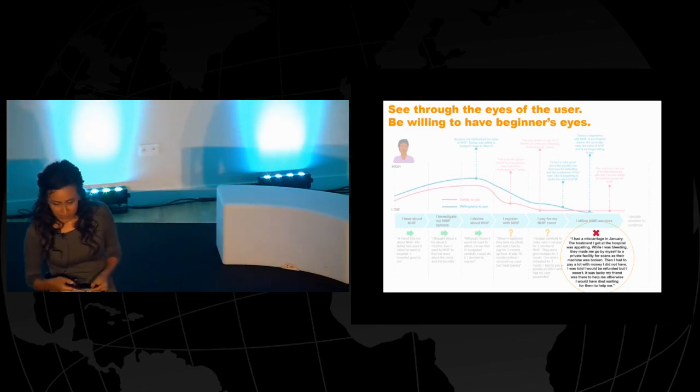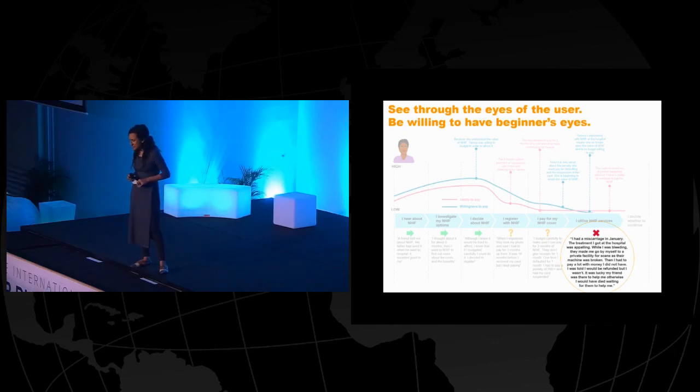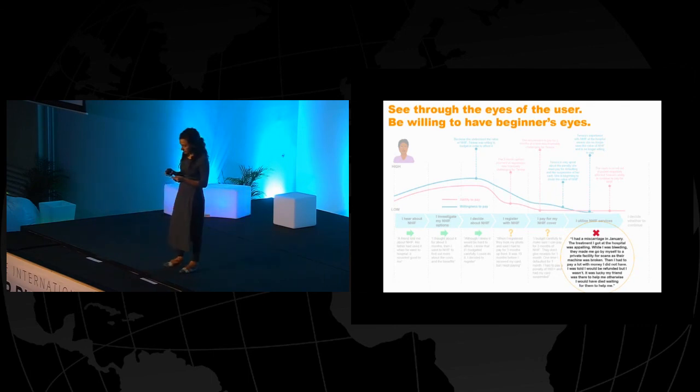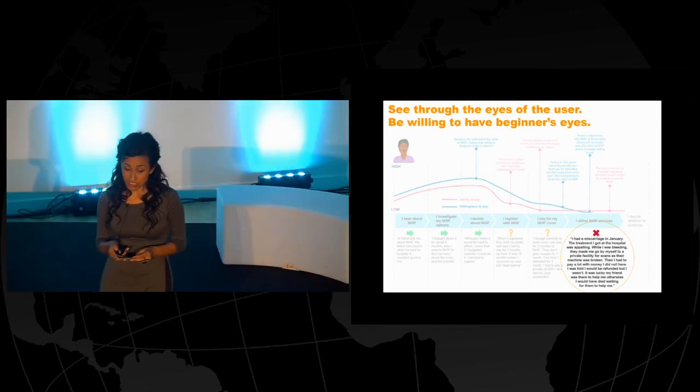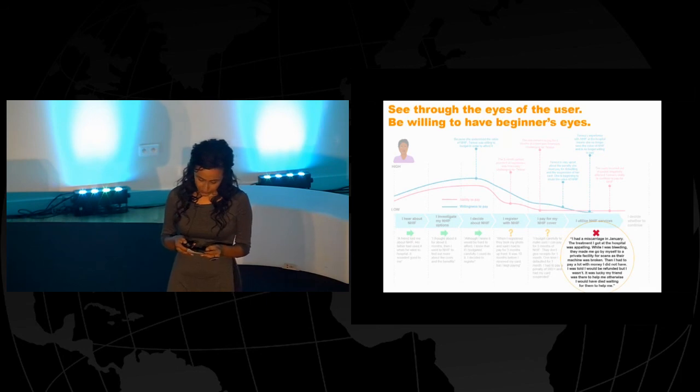But if you read just what's in the circle there, this is Teresa's story. And her barrier was that she had a miscarriage in January. The treatment she got at the hospital was appalling. "While she was bleeding, they made me go back by myself to a private facility for scans as their machine was broken. Then I had to pay a lot with money that I did not have. I was told I would be refunded, but I wasn't. It was lucky that my friend was there to help me, otherwise I would have died waiting for NHIF to help me." And this was huge for the managers to hear and see. These types of stories really helped the managers see through the eyes of the user.